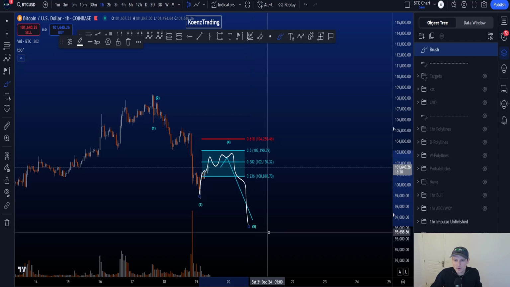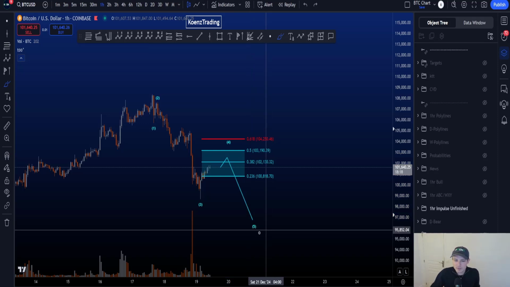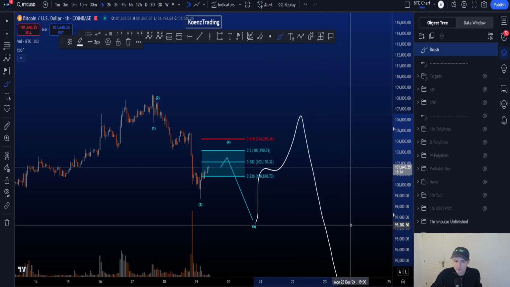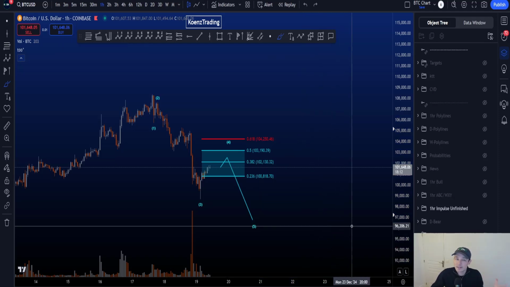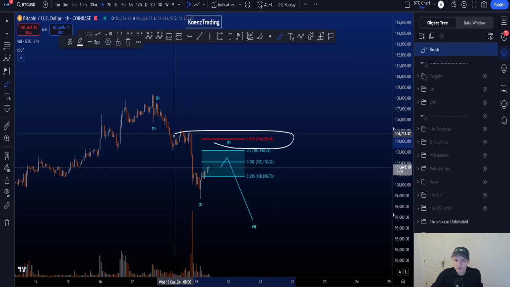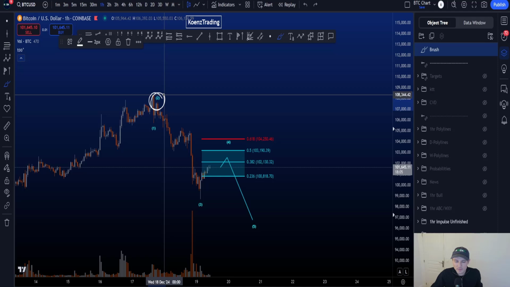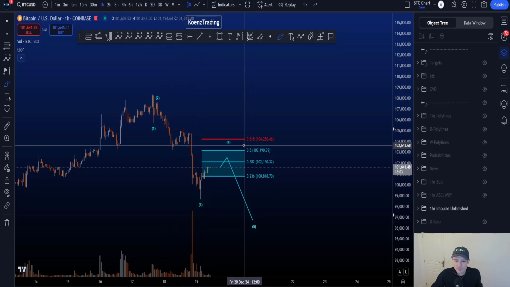you'd still be looking for another 4 and a 5 in an impulsive scenario, then a 3-wave corrective structure and another leg towards the downside. The invalidation, however, is price moving up to touch the 0.618, which is taken from the wave 2 here to the low of a 3, sitting at 104.2k.